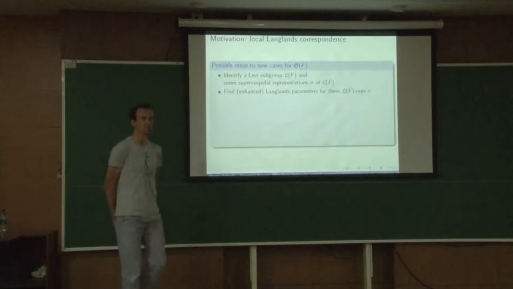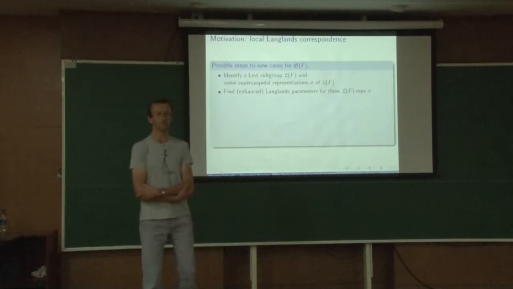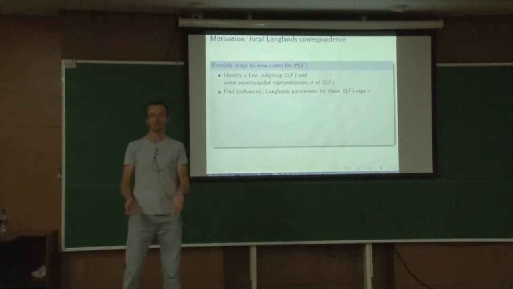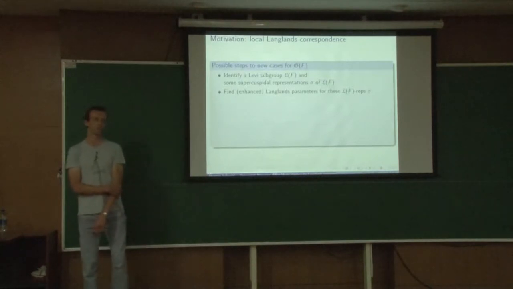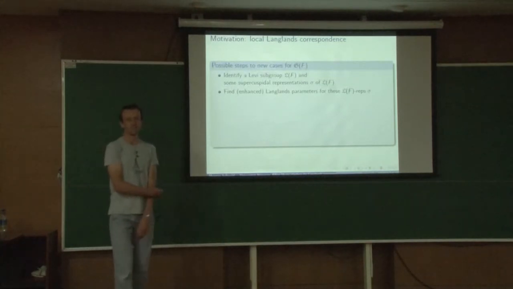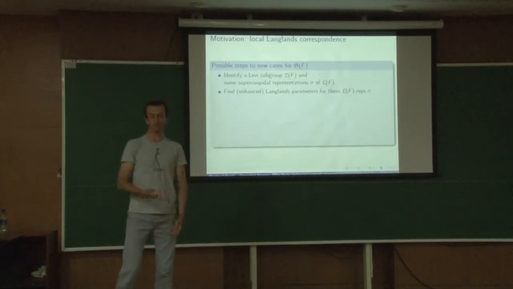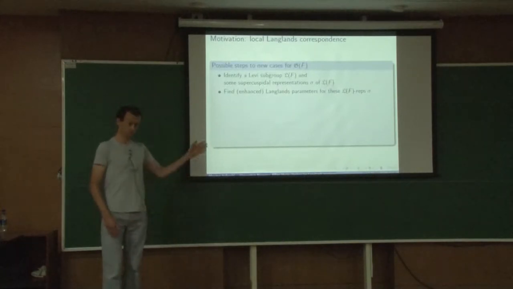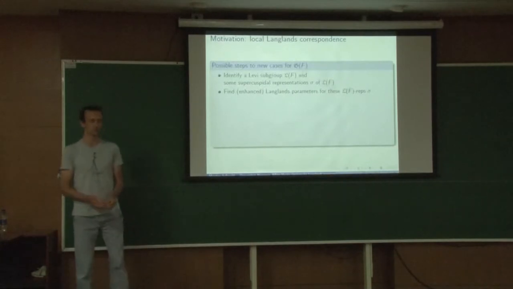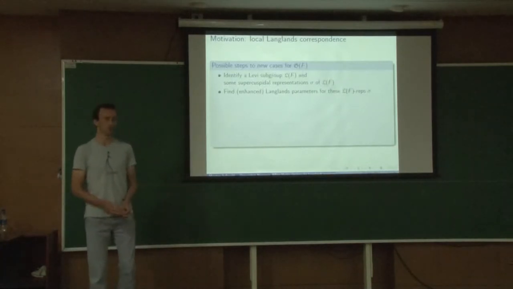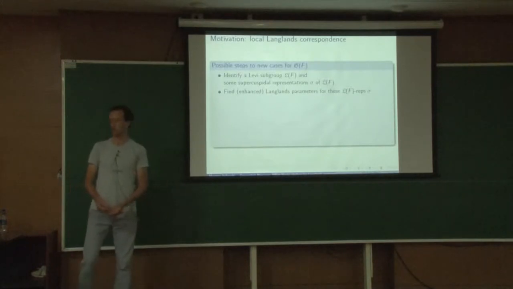So my motivation in this talk is very much the local Langlands correspondence, because I've been working on that for some time and I would like to establish some new cases of it. And for this I first would like to discuss one possible way to attack this Langlands correspondence, which has been done in many of the cases known so far.